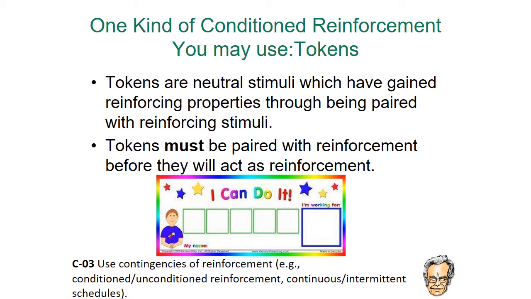So a type of conditioned reinforcement that you might use are tokens. Remember, tokens are neutral stimuli. These are given reinforcing qualities through being paired with reinforcing stimuli. Tokens must be paired with reinforcement before they act as reinforcement. For example, I can give my son $1 a day for 500 days for a total of $500, but if I never ever let him turn that money in to actually buy something, he's not going to understand that that money actually means anything. He's going to just think it's paper. Okay? So in the same way, tokens must be paired with reinforcement before they will act as reinforcement.